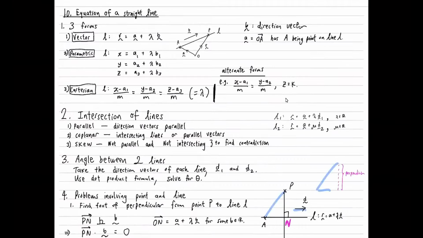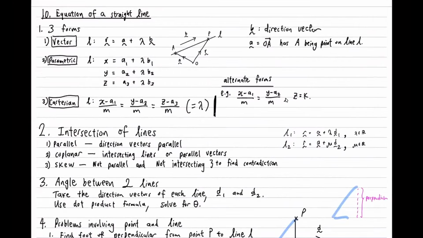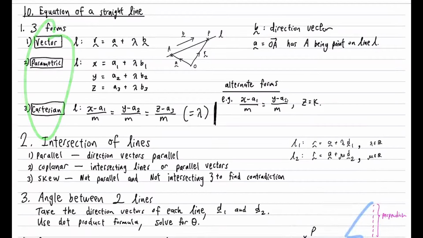Let us continue. Now, finally we reached the vector equation of a line. There are 3 forms of the equation of a line: vector form, parametric form, and Cartesian form. Let me elaborate.